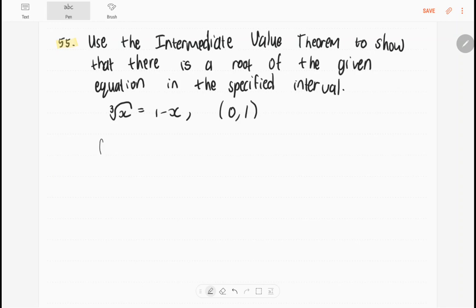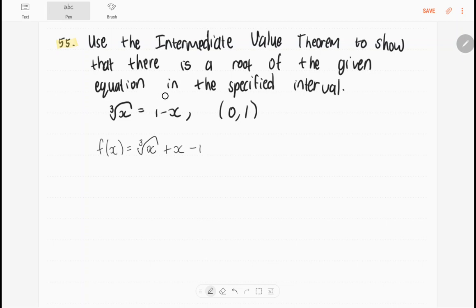I'm going to say that f of x equals the cube root of x plus x minus 1. So I can obtain that function simply by taking the 1 and the minus x to the left hand side. So then I get the cube root of x minus 1 plus x equals 0. So I'm just setting my function f of x equal to this. I now want to show that f of x does indeed take on the value 0 in the interval from 0 to 1.